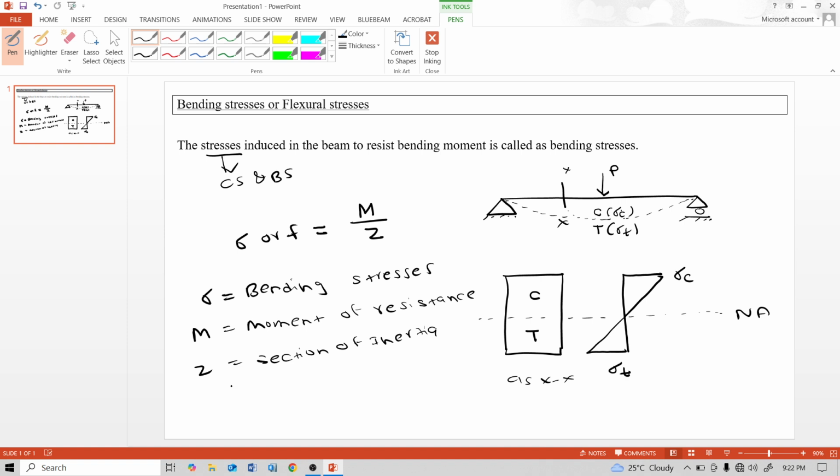Bending is a major concept used in the design of structural components, for example, beam and girder. The stresses induced in the beam to resist bending moment are called bending stresses or flexural stresses, denoted as sigma or f, and are equal to the moment of resistance divided by the section modulus. Here, section modulus.